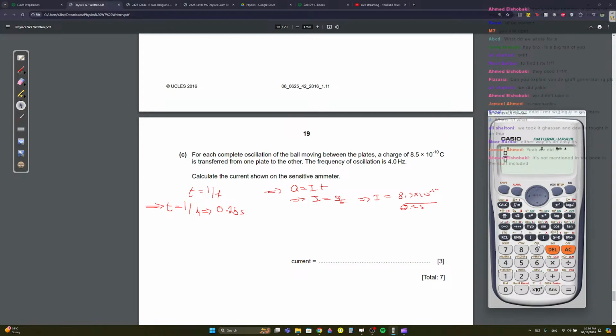Ahmad, do you remember taking T equals 1 over F? I honestly don't remember taking it. Never in my life did I take it. Because I know the formula exists.